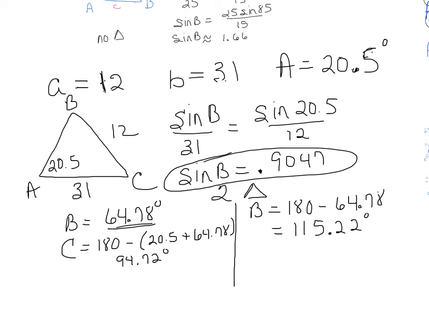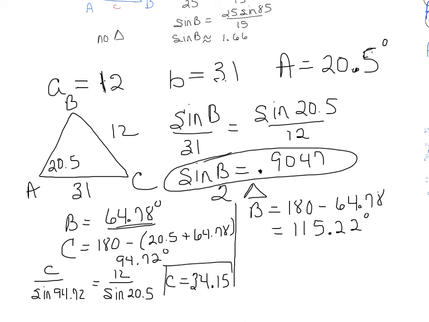And so now we can find side C. We'll just use the given information, and that's just like you've done before. So C would be 12 times the sine of 94.7 divided by the sine of 20.5. So it's 34.15? 34.15, yes. Okay, so this is one triangle, solved.